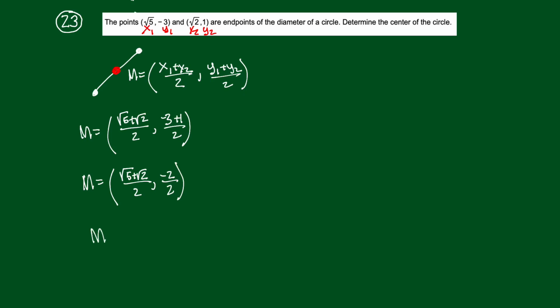So how about this? The midpoint is going to be square root of 5 plus square root of 2 over 2 and negative 1. Now, this is what I'm going to call the center of the circle. And I'm going to just leave those radicals as they are.